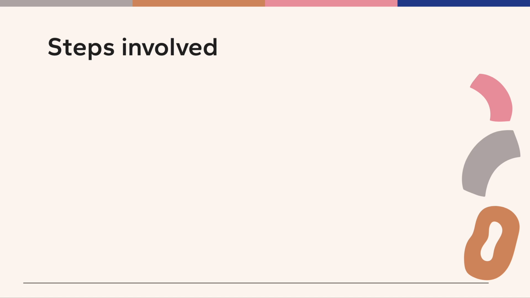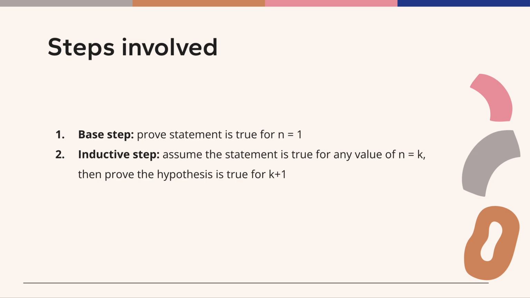Next, let's get to know the steps that are involved in mathematical induction. First of all, we have the base step. In the base step, we have to prove that the statement is true for n equal to 1. The second step, which is the inductive step, we need to assume that the statement is true for any value of n equal to k. Then we prove that the hypothesis is true for k plus 1.